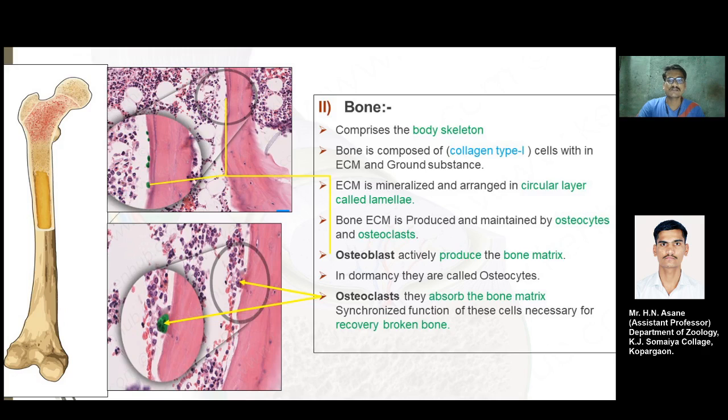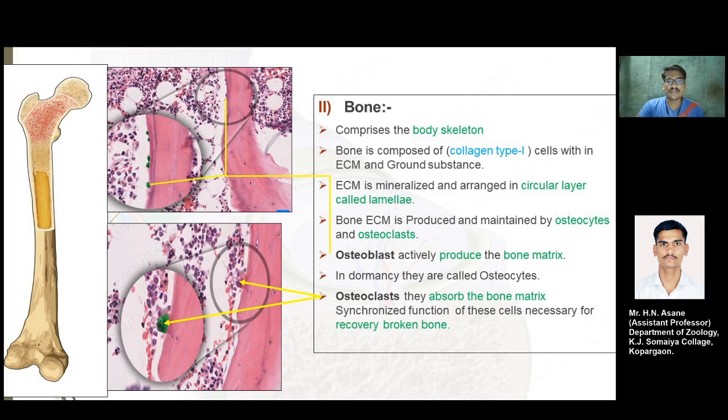They are called osteocytes. The main difference between the osteocytes and the osteoblast is that the osteocytes are inactive, and the osteoblasts are the active or youngest cells of the bone, and they are producing bone matrix. If the osteoblasts are aged, they are known as osteocytes, and are deposited in the bone itself.